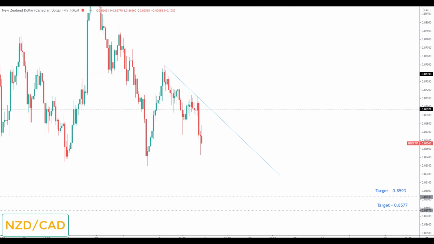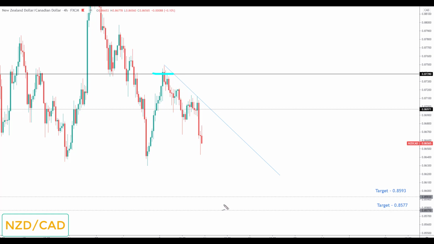The next market I like is New Zealand CAD. This was a market highlighted in last week's weekly Forex forecast, and I highlighted the 0.87390 for you to look for a potential bounce to the downside into the 0.8593. We did have a really nice bounce from this area and we've started to sell off.